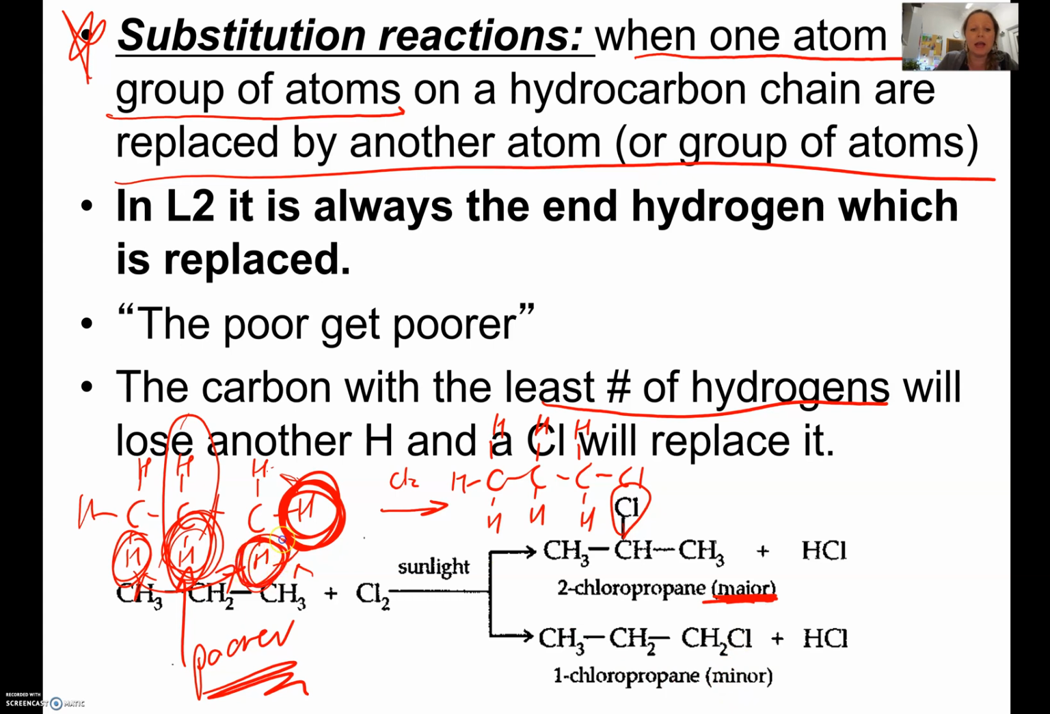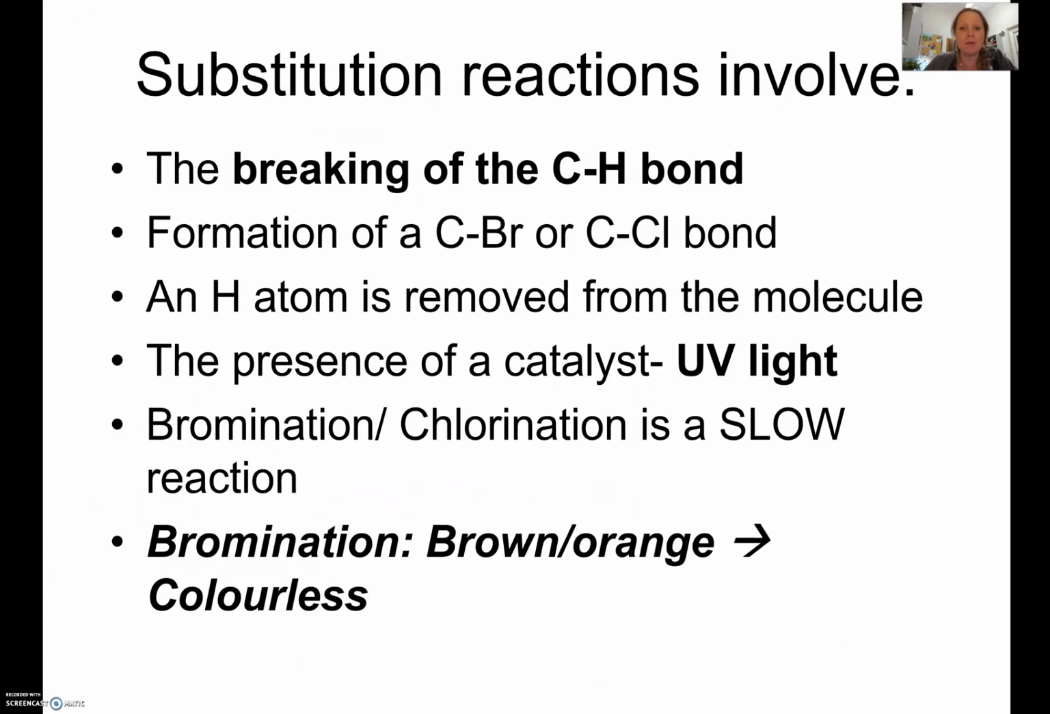The other one will happen where one of these terminal hydrogens comes off, but that happens less often, and it's called the minor product. Okay, so at level 2, we always actually just do the minor and put it on the end carbon. But just so you know, technically the correct way is that the poor get poorer, so the carbon with the least hydrogens would lose another.